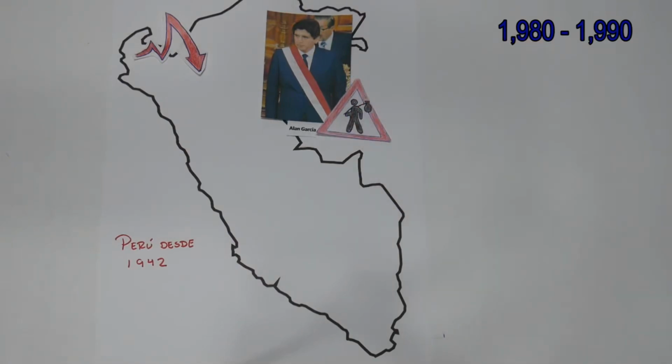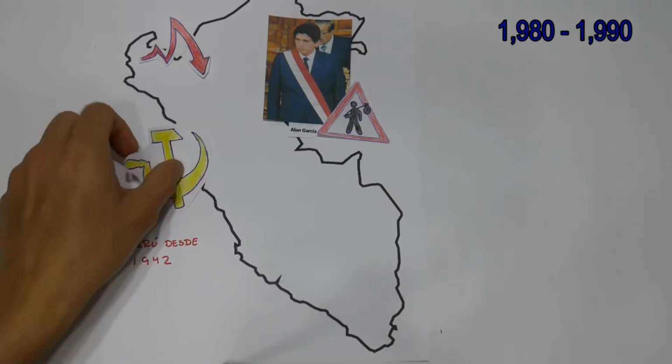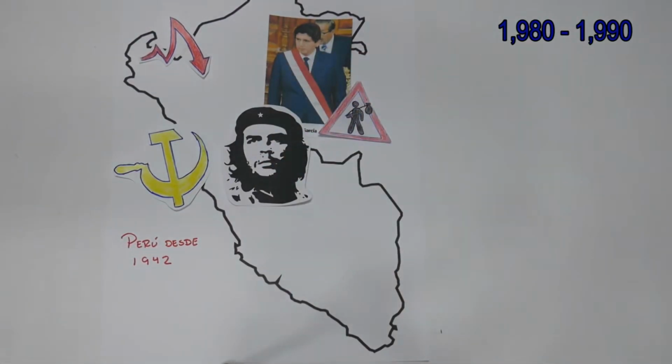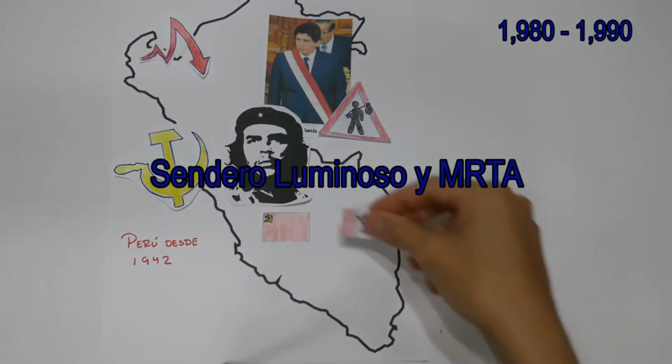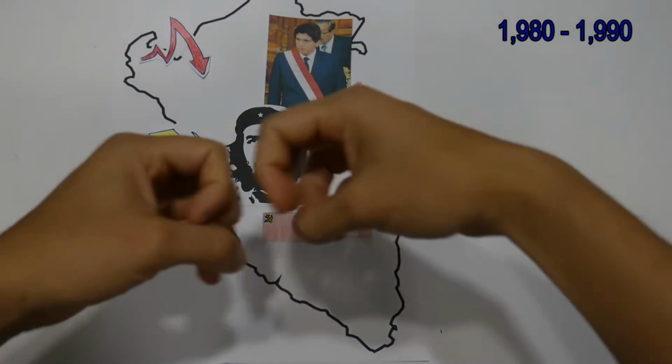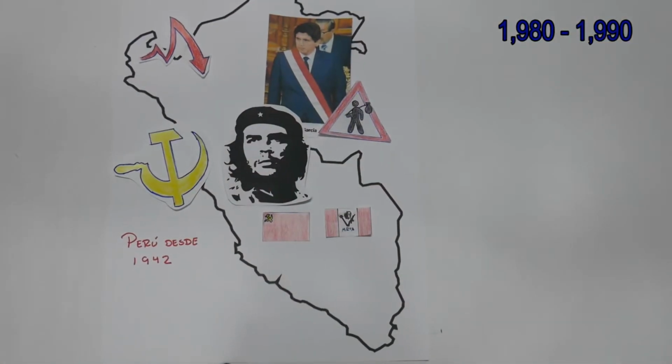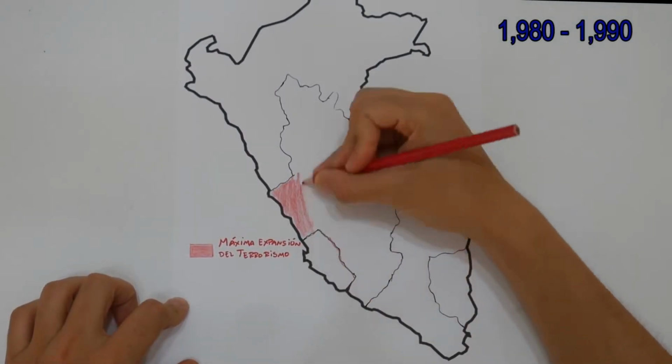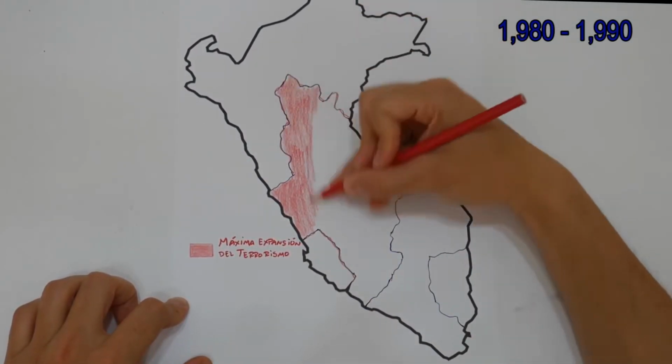To top it off, various revolutionary groups began to grow in response to the population's discontent, influenced by extreme left-wing regimes, such as the Soviet and Cuban ones. That's right. By this I mean Shining Path and MRTA, which plunged the country into a dark era of terrorism where around 70,000 people lost their lives. The peak expansion of these terrorist groups occurred in 1990, taking over all this space.